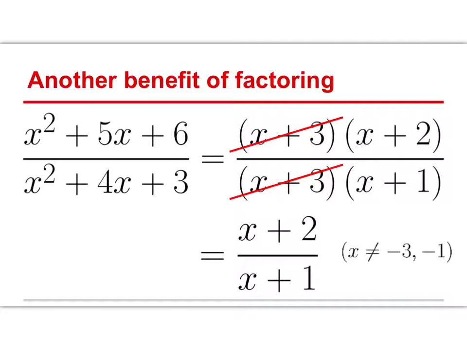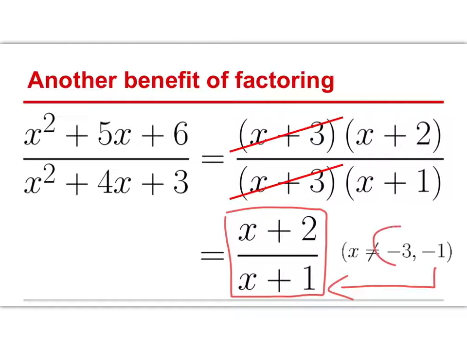We still have the domain restrictions. Don't lose track of the fact that we still can't let x be negative 1, on account of the fact that we would still have division by 0. But in order to make this truly equivalent to what we started with, we also have to keep in the fact that we don't want x to be negative 3.